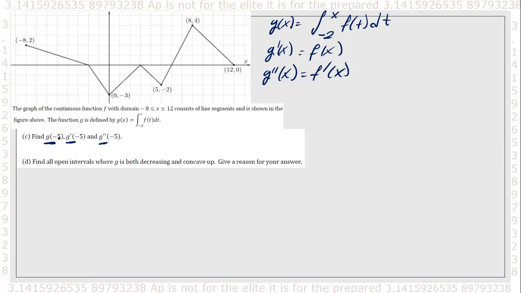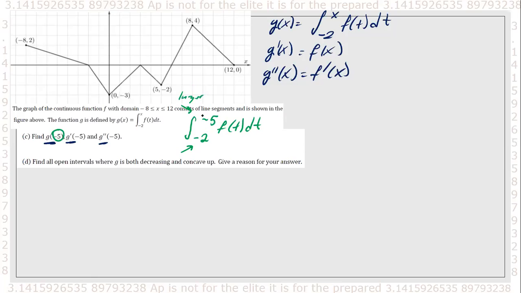Okay, they're telling us at -5. So for the first one, we want to find the integral from -2 to -5, because it's the value we're looking at, of f of t dt. It's not that bad. It's pretty much telling us what is the area between these intervals. The only thing I want you to see is that this lower limit of integration has to be the smaller number, and this has to be the larger number, right?